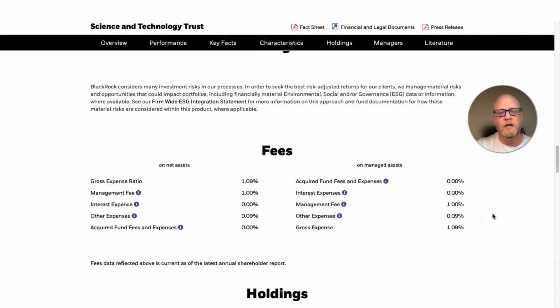All right, so scrolling down a little bit farther on their website, it talks about the fees. Now, the fees on BST are a little on the higher side, but not too bad for a closed-end fund. The total fees is 1.09% annual on the account.